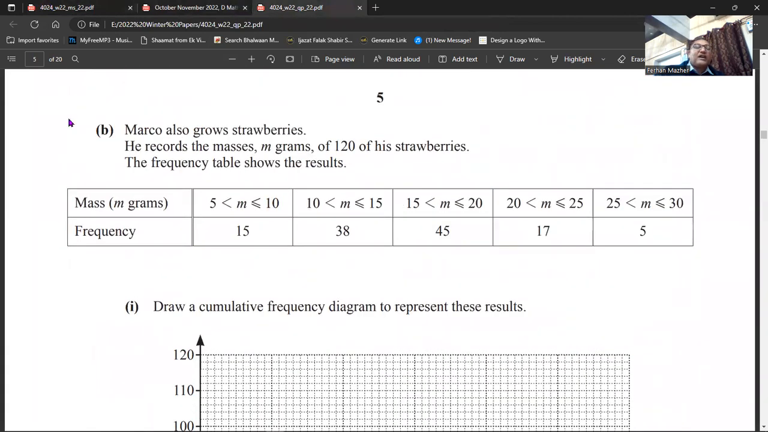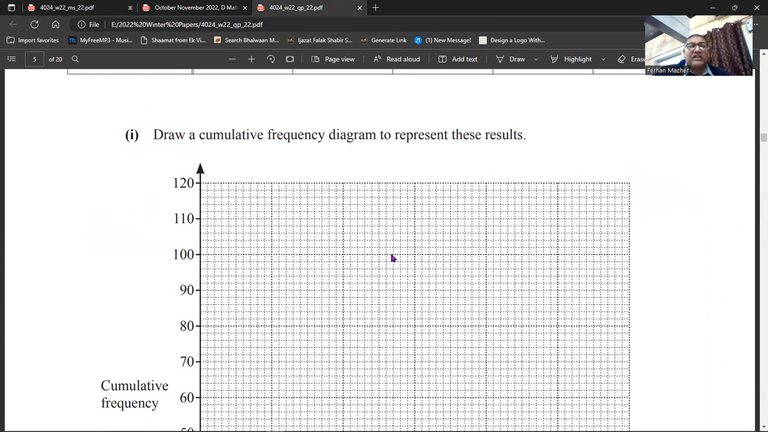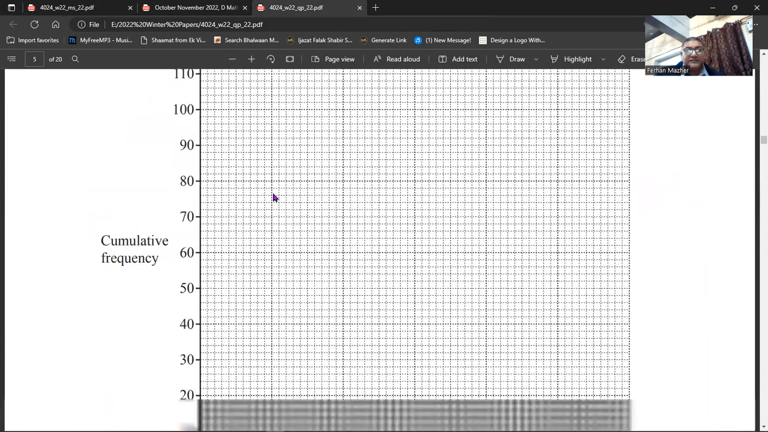And next question, it says, question number 2B part, he says, Marco also grows strawberries. He records the masses M in grams of 120 of his strawberries. The frequency table shows the results. For 5 to 10 grams, there are 15, 10 to 15 grams, there are 38, 15 to 20 grams, 45, 20 to 25 grams, 17 strawberries, 25 to 30, there are 5 strawberries. Draw a cumulative frequency diagram.